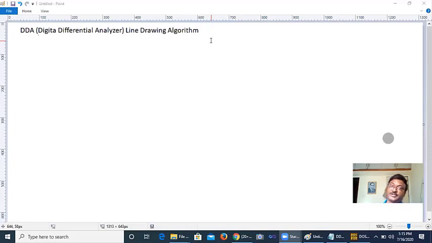So, what have we done yesterday? Yesterday we practiced two programs. In the first, we simply drew a line using the inbuilt function line, where you pass four parameters: x1, y1, x2, y2, meaning the starting point and the ending point of the line.